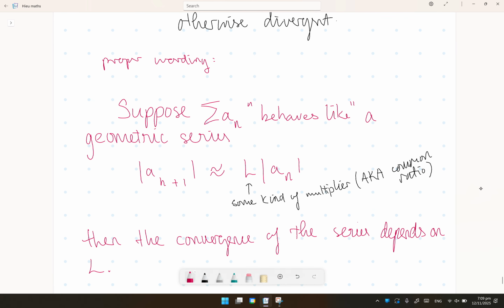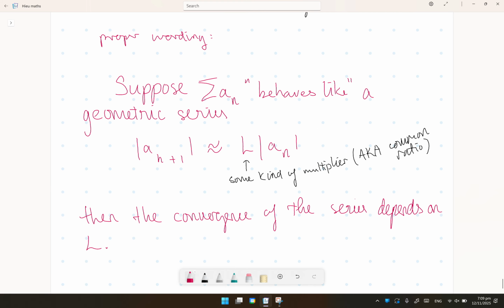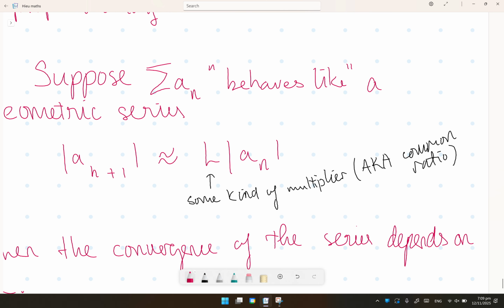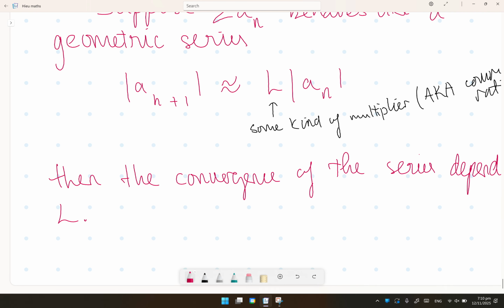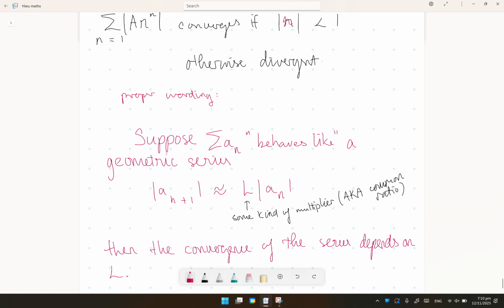So it's a similar idea to that. Suppose that you have a series that behaves like a geometric series. So you'll see it's almost like a common ratio, and then it's multiplied by something to a power, right? And so therefore, the next term is almost like the nth term multiplied by a common ratio. So it's some kind of multiplier, aka common ratio, and we call that L, right? And so the convergence of the series depends on L. Does that make sense? It's just like r, right?